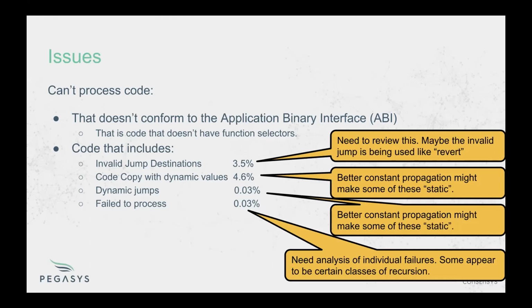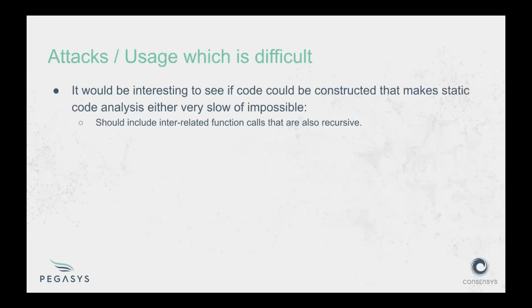And the failed process, some of them are certainly really, really complicated recursive functions and interrelated recursive functions. Though I've said that there are some that haven't been able to be processed, and my hunch is that they're recursive functions, it would be really good to actually write by hand our own Solidity code that breaks the technique and fails to process. Trying to have something that is not only recursive but has function calls that are interrelated.